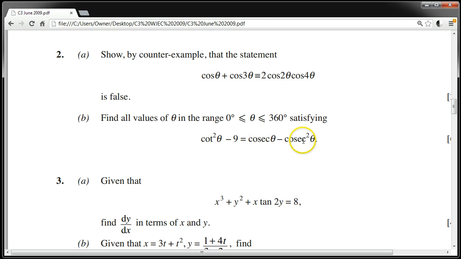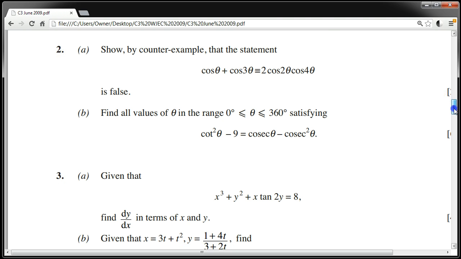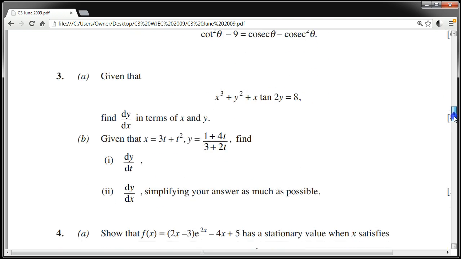This is a trig equation. This is cosec here, so we need to replace the cot squared by its cosec squared equivalent, and we'll have a quadratic in cosec, which we can hopefully factorize and then work out what the sine value is and solve. So that's B, and that's a nice question again too, lovely.